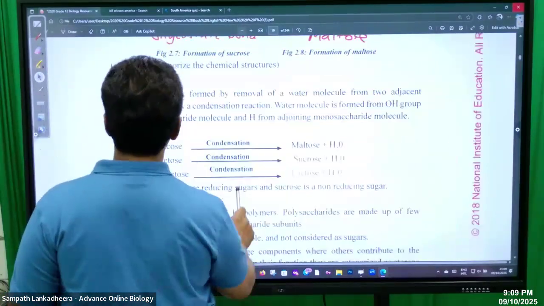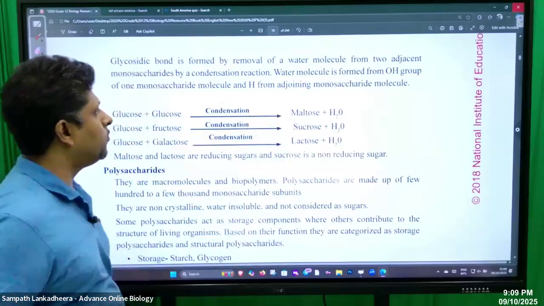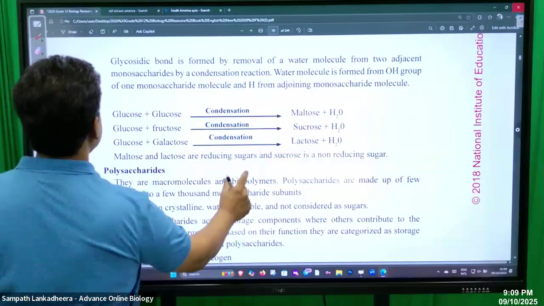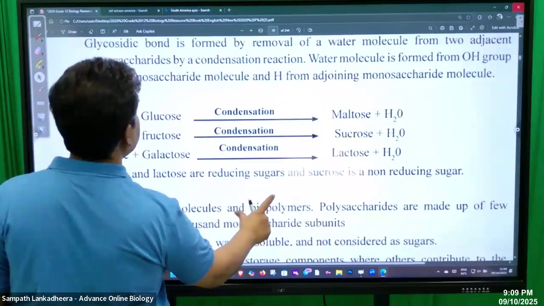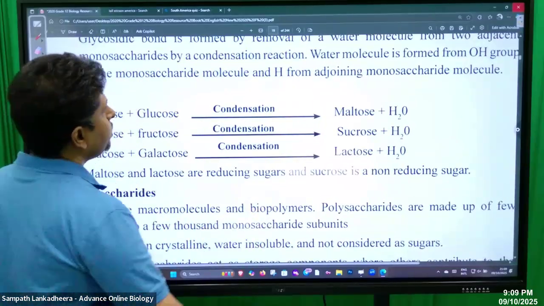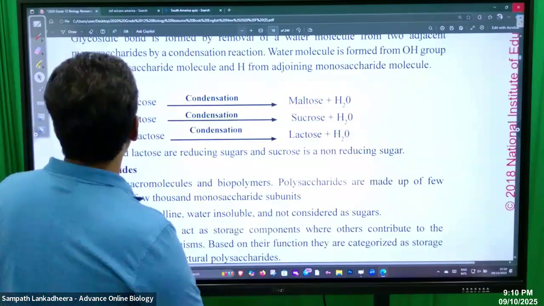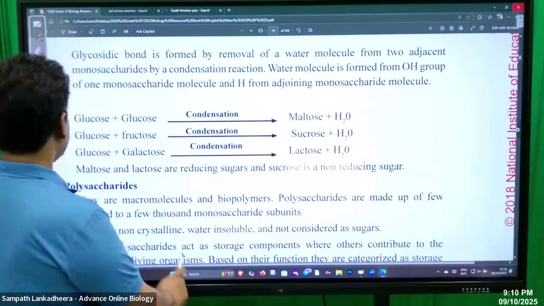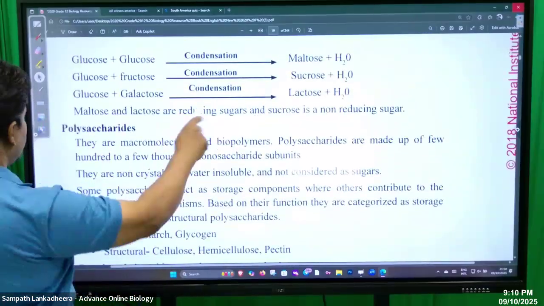So glycosidic bonds are formed by removal of water molecules from two adjacent monosaccharides by a condensation reaction. The water molecules form from the OH groups. Look at these, people, how it happens.